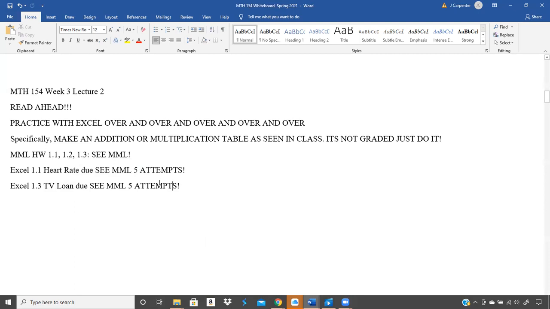I would also like to remind you that in your guided worksheets, you can find assignments based on pretty much every Excel file we'll do throughout the semester. So you'll find one for the heart rate, you'll find one for the TV loan, you'll find one for the BMI. And I generally don't assign those as part of the discussion boards or in-class discussions.